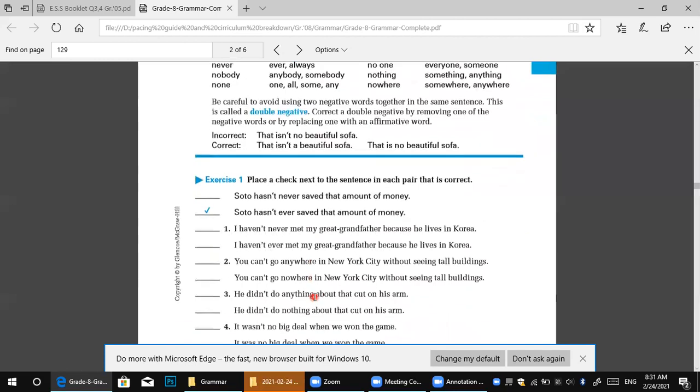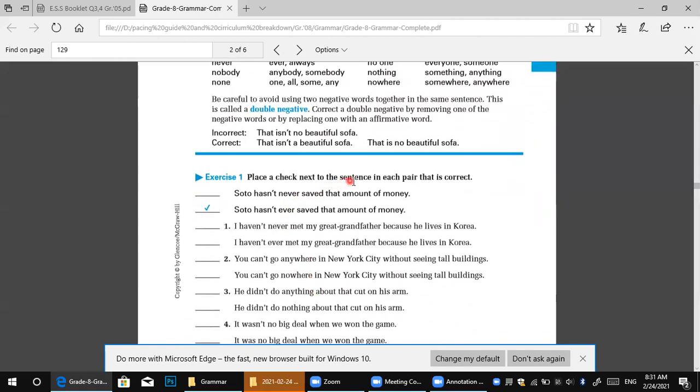So here, for example, he places a check next to the correct sentence in each pair. "Soto hasn't never saved the amount of money." Hasn't is negative, never also refers to negative, negative and negative. Of course, it's not right, so he left it. But "Soto hasn't ever saved the amount of money." Yes, negative here, but ever modifies or refers to the verb.